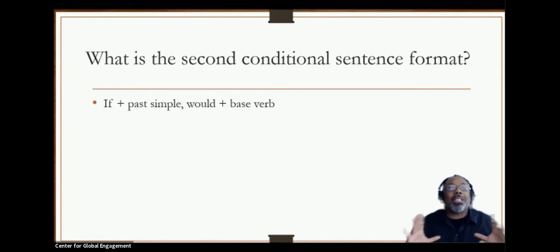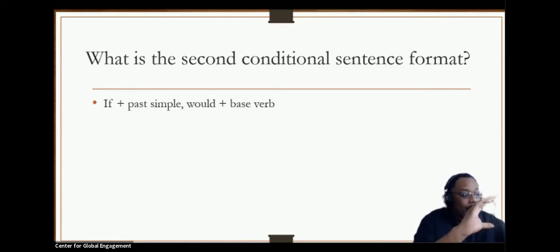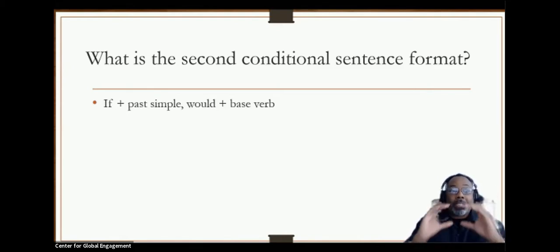So the way we use the second conditional in the sentence format is if plus simple past. Now this is important, and we're going to review this. If plus simple past, comma, would plus base verb. And that comma comes in handy later, okay?